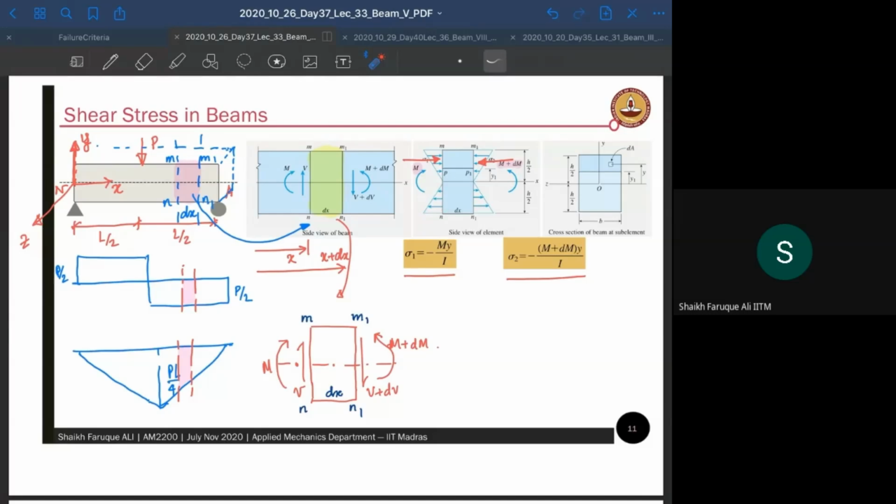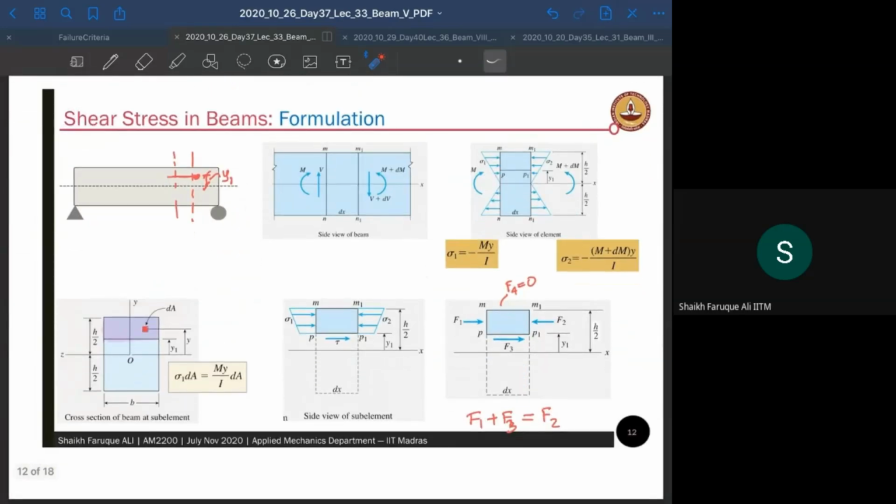And on the other side, on the right side of the element here, you will have a downward V force and a moment, which is M plus dM. So M plus dM will again create a normal stress or bending stress, and they will look like this. The sigma 2 acting here is going to be minus (M plus dM) y by I, whereas sigma 1 acting on the left part of the section is going to be My by I. Here M is the moment acting at the section, I is the second moment of area, and y is its distance from the neutral axis.